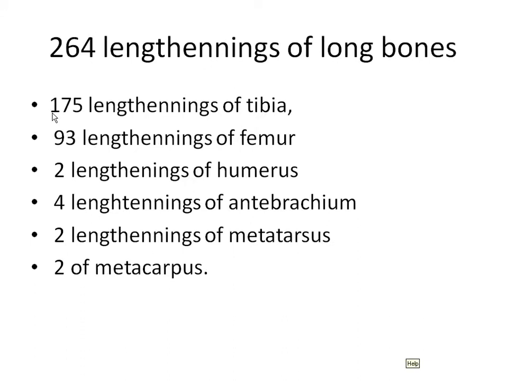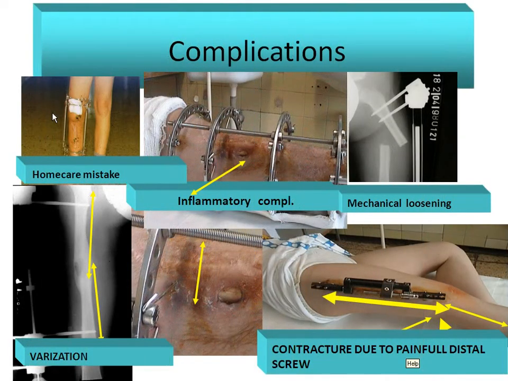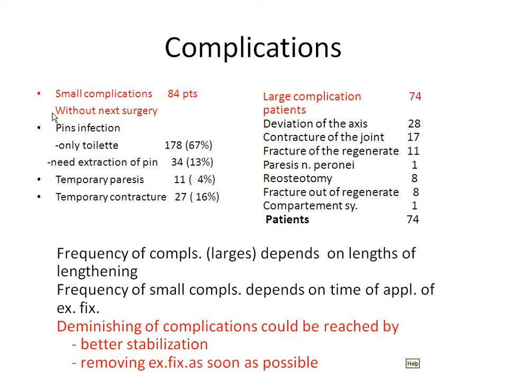bone. We made 264 lengthenings of long bone, mainly lengthening of the tibia, but we also made 93 lengthenings of the femur. Complications which led to our idea of lengthening over a locking nail are not so very rare. You can see that we divide our complications into small complications and large complications.